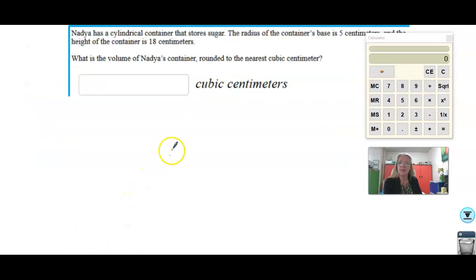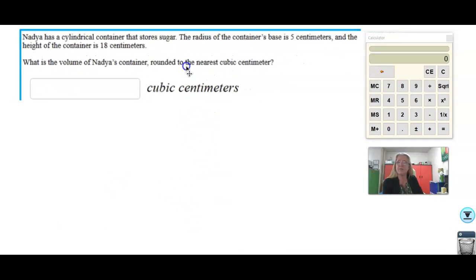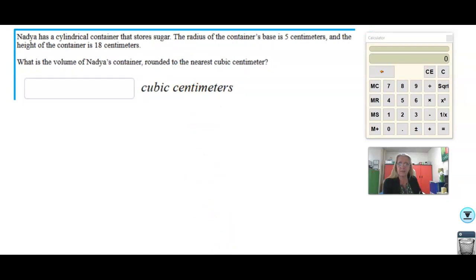Okay. For this one, this is a cylindrical container, and we've already met the volume of a cylinder formula. The volume of a cylinder is pi times the radius squared times the height. Well, they didn't give us a drawing, but they've told us the dimensions, okay? So we're looking for the volume, and we know pi, and it says the radius of the container's base is 5. So we're going to have 5 squared, and the height is 18, so times the height. And this is times 2.